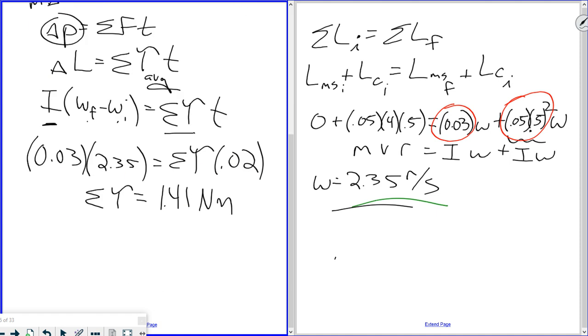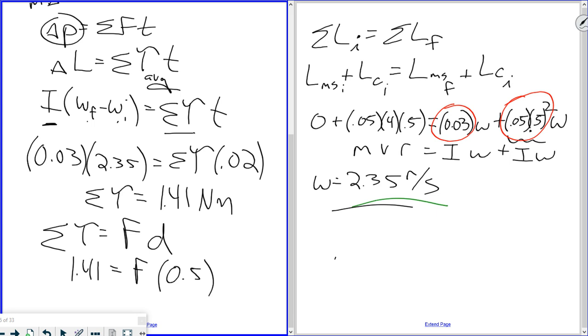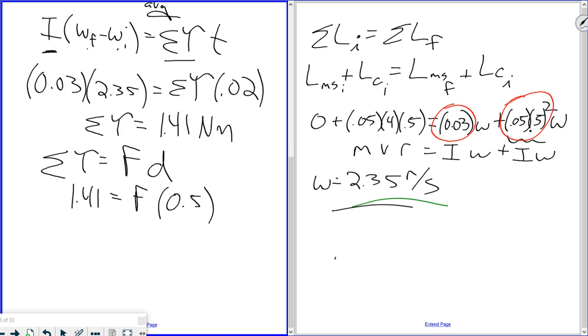And so then you can go, oh, well, I know that net torque is force times lever arm, right? So 1.41 equals the force times, well, the clay hits the meter stick at the 50 centimeter mark, so our lever arm is 0.5, right? So divide, and it gives you, oh, good, I'm glad I just did that, my answer on the sheet is wrong. So that gives you 2.82 newtons, right?